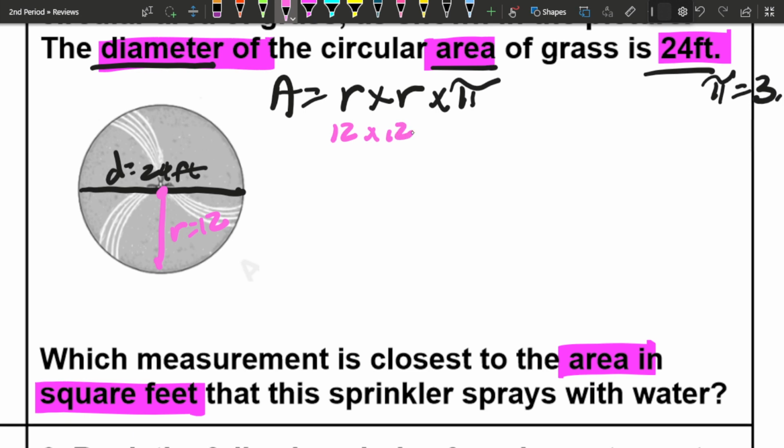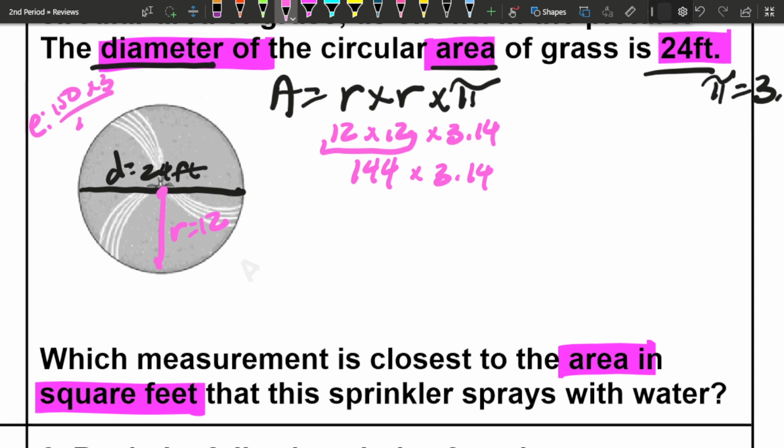So now I'm going to plug this in here. 12 times 12 times 3.14. Okay? Now 12 times 12, that's just radius squared. And I know 12 times 12 is 144. And then times 3.14. At this point, I'm going to estimate real quick. So my estimate, instead of 144, I'm going to do 150 because it's very close. And instead of 3.14, I'm going to do 3. And when I multiply these two, I get 450.